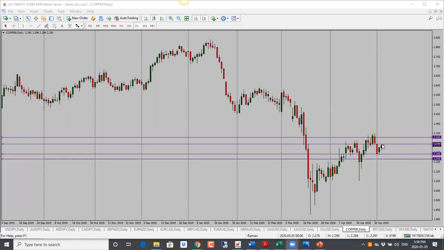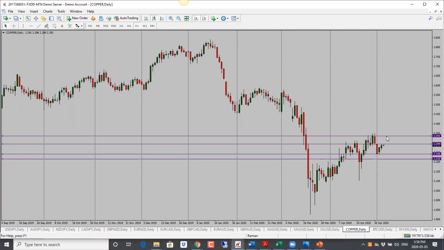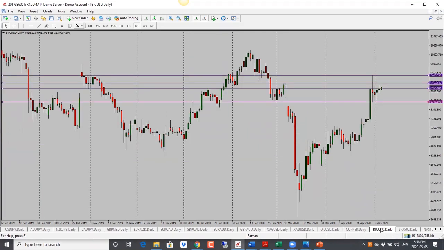If it does go through the resistance, of course, at 2.30, it can go all the way into 2.33, potentially even into 2.35. But I would keep an eye on the resistance here. If it doesn't break, I'm looking for a move back towards 2.25. So bias here is neutral for copper.